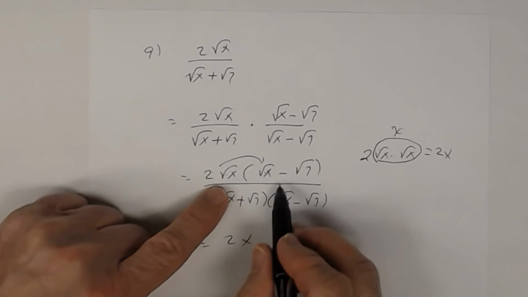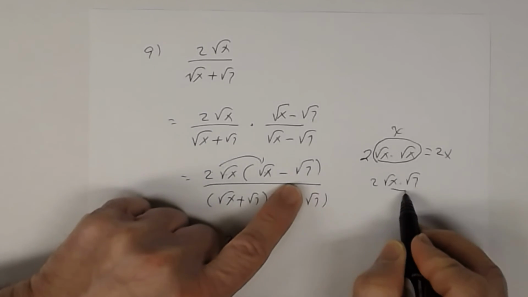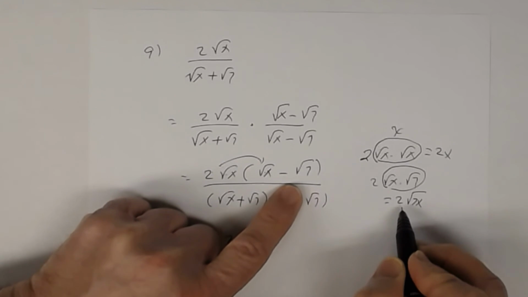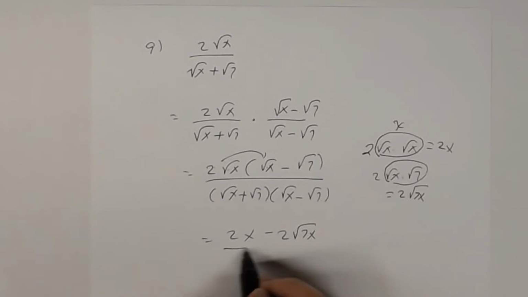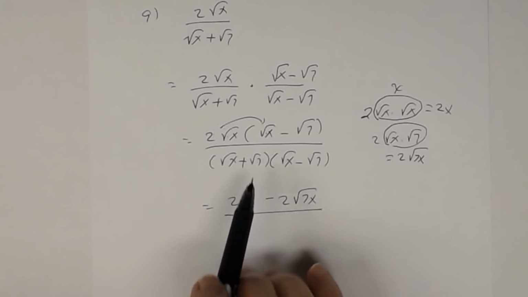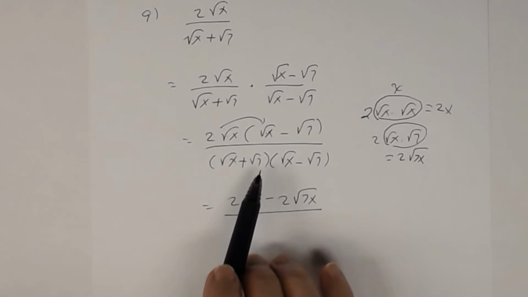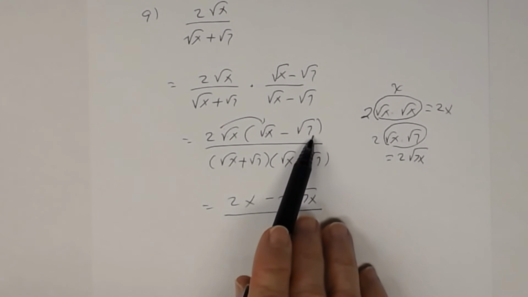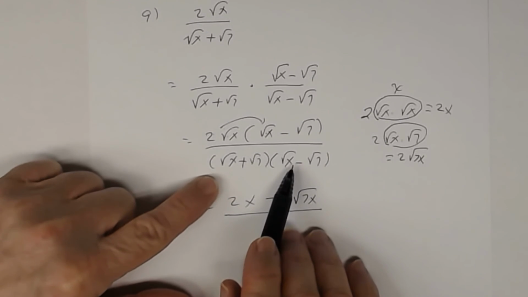Then minus, then you have 2 square root of x times the square root of 7. You all know that this is 2 square root of 7x. That's what that is. So that goes here: 2 square root of 7x divided by, okay. Make sure you see how we got that numerator. This times this is 2x because the square root of x times the square root of x is x. This times this is this because the square root of x times the square root of 7 is the square root of 7x. The denominator are conjugates.